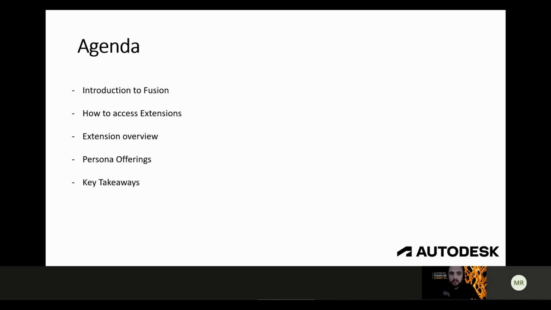And then obviously the reason why you're joining the call today is the extension overview. So I'm going to run through, I believe it's 7 extensions. It should be all of our extensions that are currently live for Fusion 360. So I think it's 7. And then at the end of the session, I'm just going to touch on a few key takeaways from what we've spoken about today. So yes, without further ado, we'll get started.